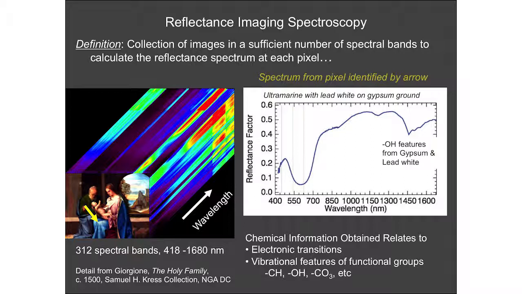So in this case is an early Italian painting. We can see this is ultramarine blue on the knee. That's where I pulled the spectrum out of. But we get small features here, which the geophysicist will tell you is related to gypsum. That's the ground layer that you'd expect.